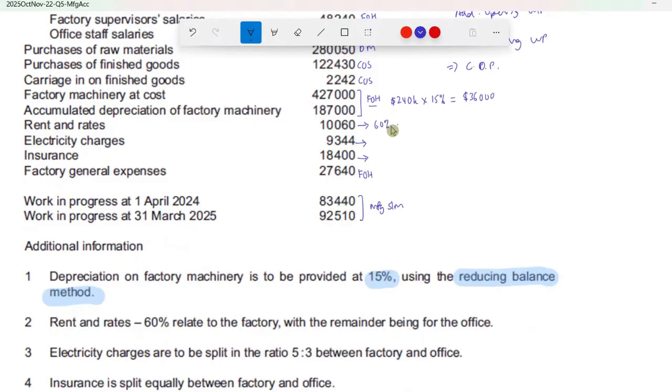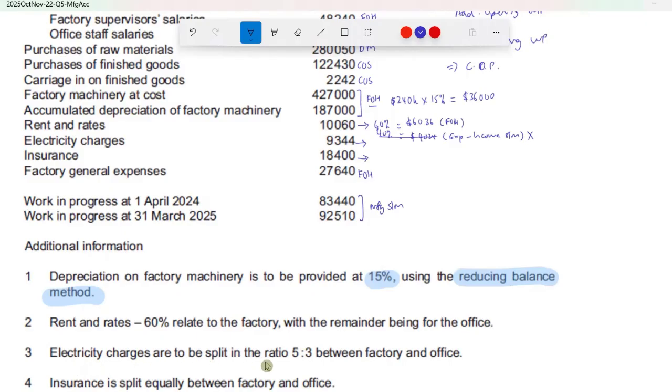That means it will be factory overhead expense. So $10,060 times 60%. This amount is $6,036. It will be recorded in the factory overhead section in the manufacturing statement. The balance of the 40% is an expense in the income statement, right, after gross profit. So as far as this question is concerned, we do not need to show this information. We need not find net profit. We'll stop at gross profit. So we're not going to utilize this information.